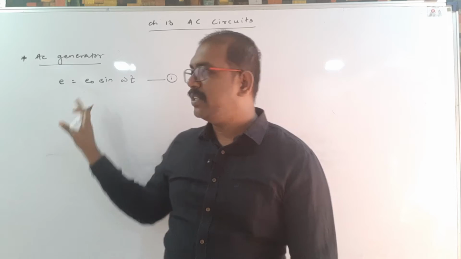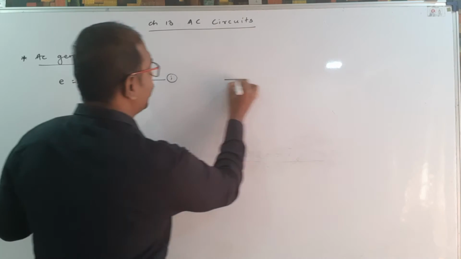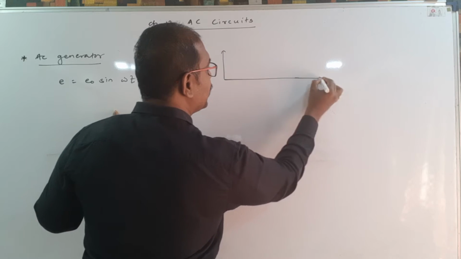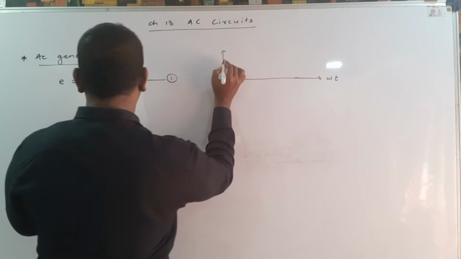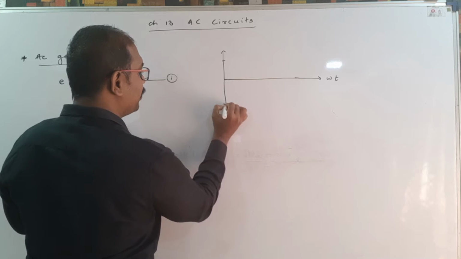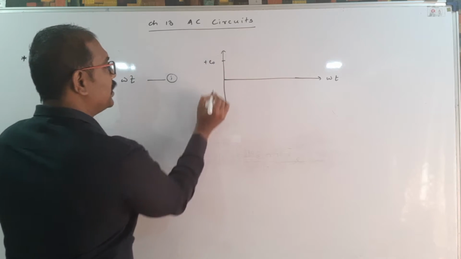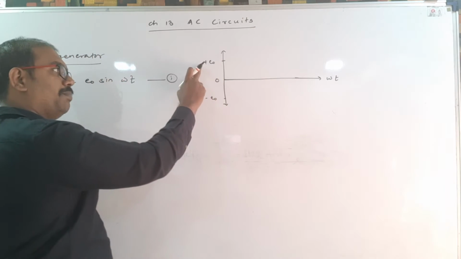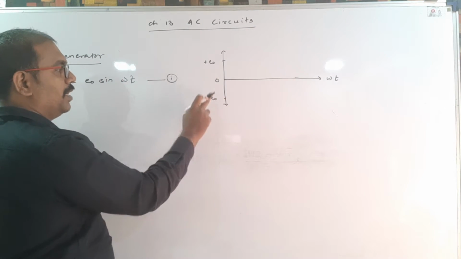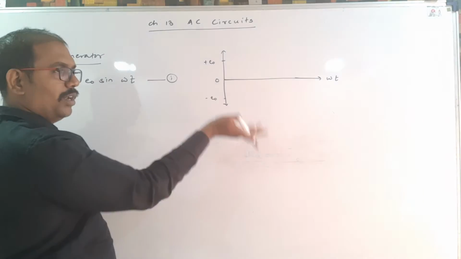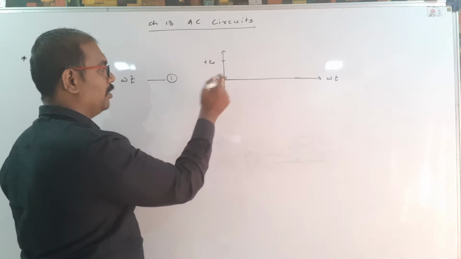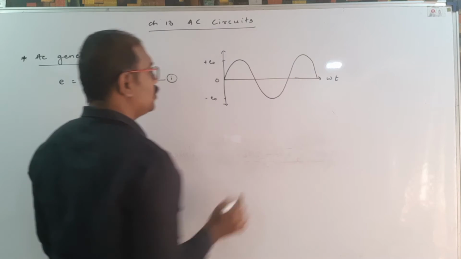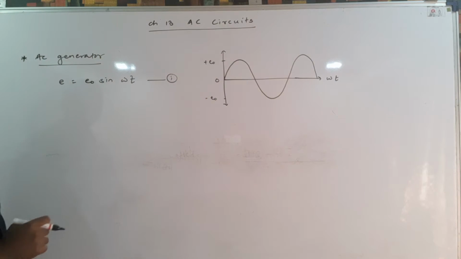If we plot a graph of this, then we get this type of graph. This is the sine term. So if I take on this axis ωt, and here the maximum value and the minimum value, maximum plus E0 and minimum minus E0. These are the maximum values on opposite sides of zero. This is 0. Then we get this type of graph. So this is alternating EMF.